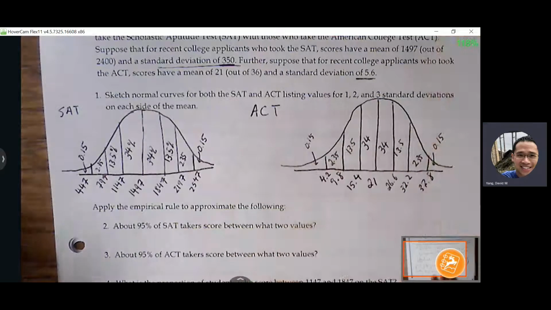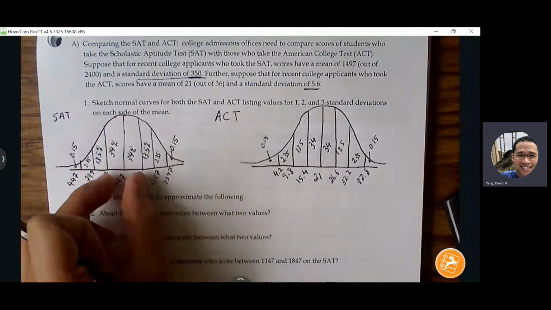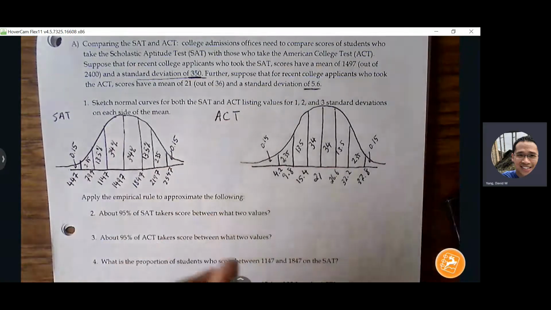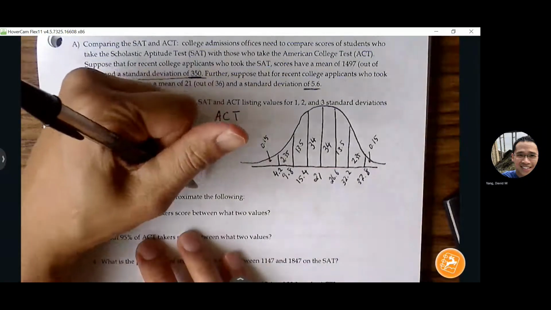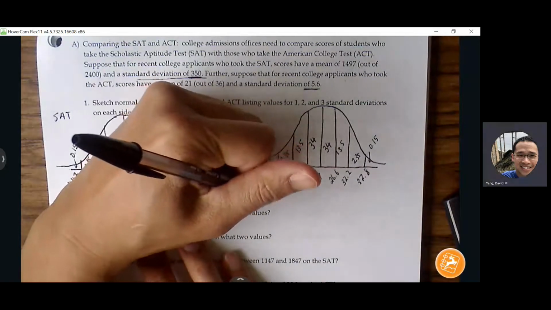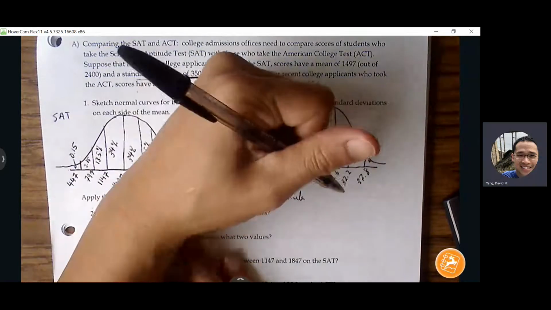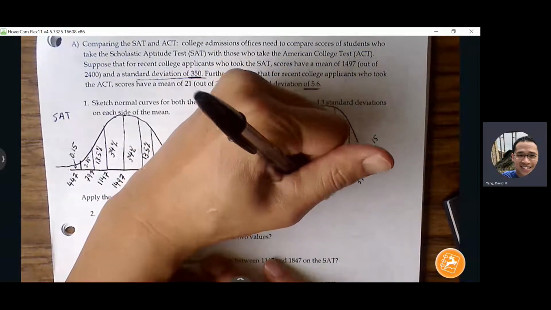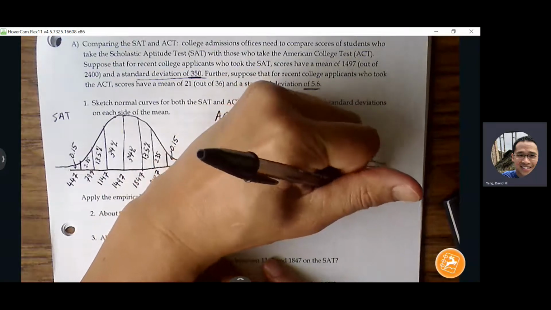Okay, so here's the empirical rule. It's just basically taking each of the middle intervals and just going outwards. So the empirical rule says this. It's the 68, 95, 99.7 rule.